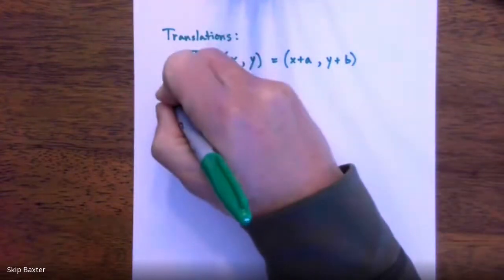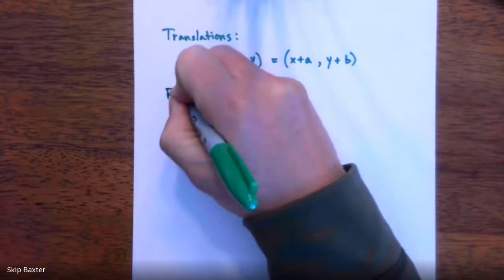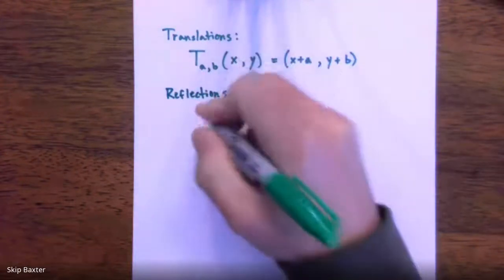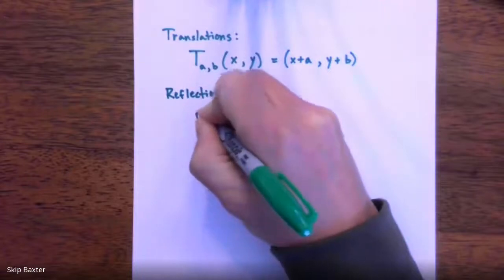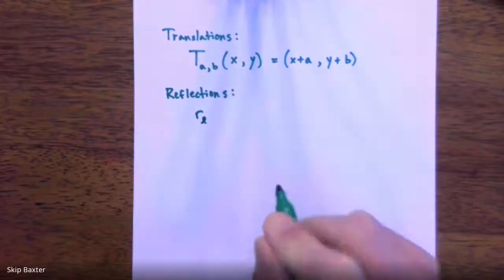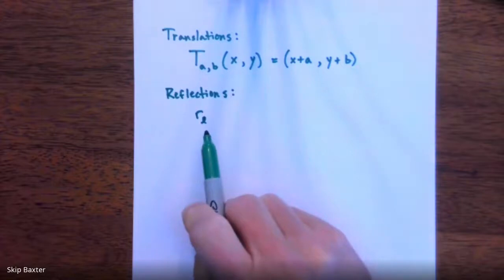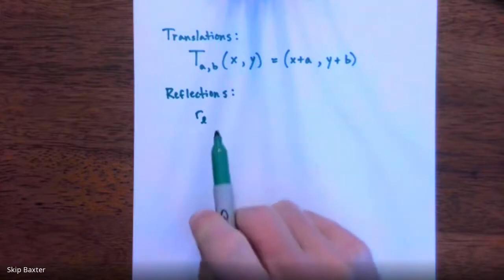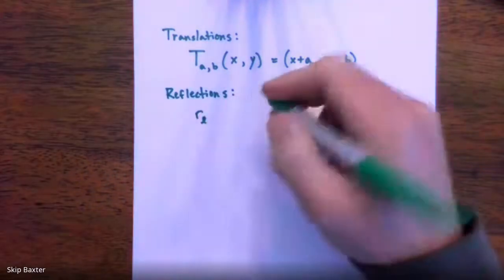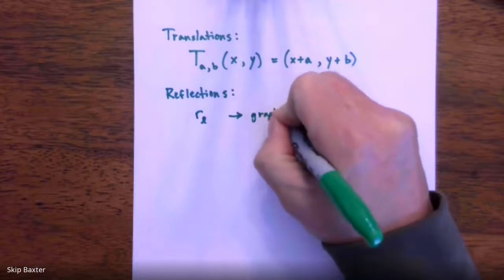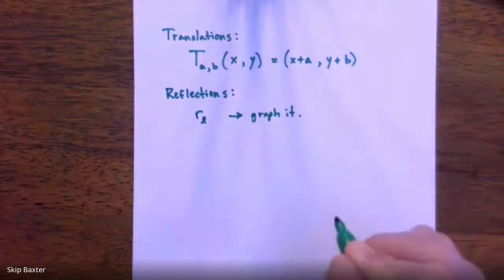Then we talked about reflections. And the notation there was lowercase r with a subscript of a line, the equation of a line. It could be x equals 2, which would be a vertical line, or it could be y equals x minus 7. That would be a sloped line, slope 1. Okay, and for these, just graph it. That's definitely the easiest way to get the image.